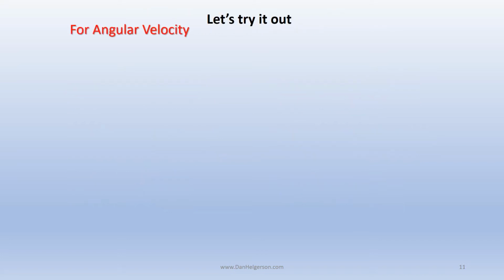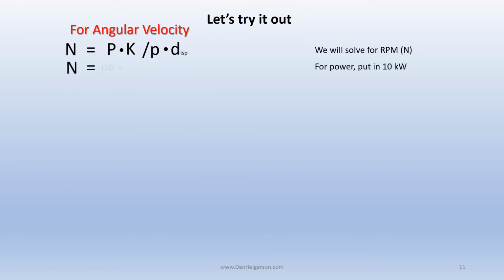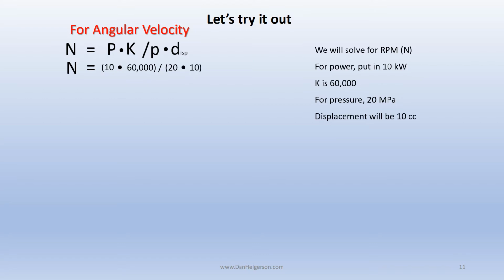Let's try it out for angular velocity. What we're going to do is solve for RPM. So for power, put in 10 kilowatts. For K, we know that it's 60,000. For pressure, put in 20 MPa, and the displacement will be 10 cc's. When we solve for this RPM, we get 3,000 RPM.